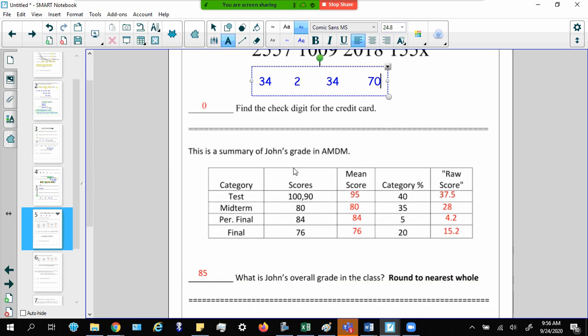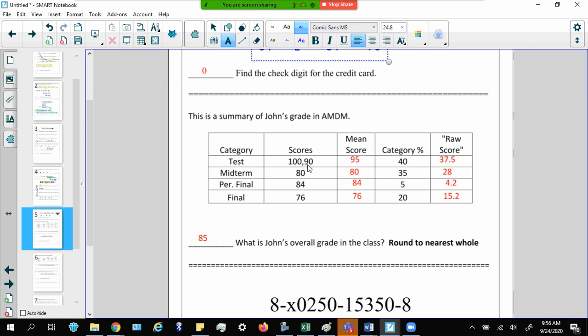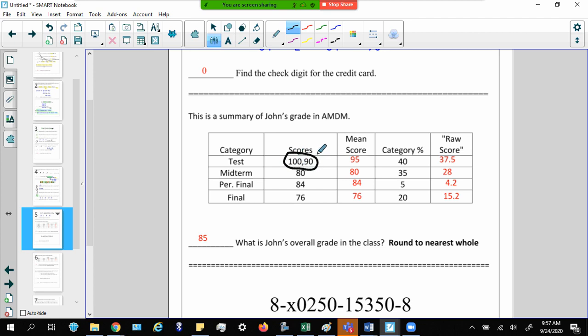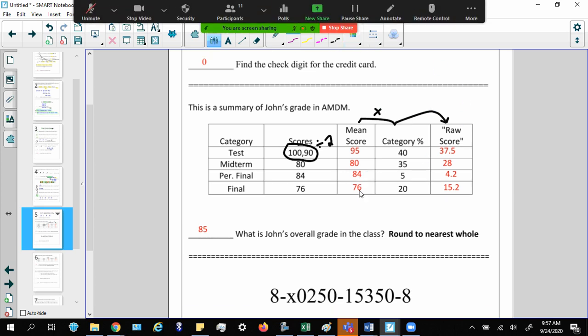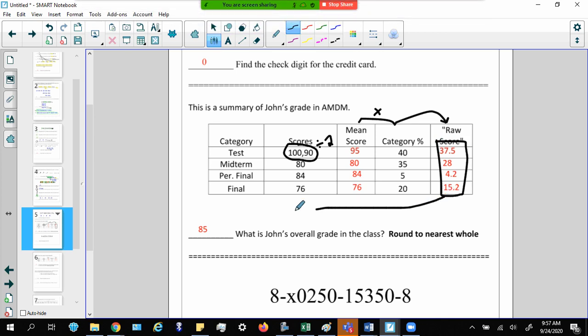All right, so for this guy right here, if you remember, we are going to take all the scores in each category and average them. So in this case, we're just dividing by 2. And then we get 95, and then we multiply it by the category percentage to get the raw score. Once you get all the raw scores, you simply add them up, and there you go. So John's overall grade is an 85 in the class.